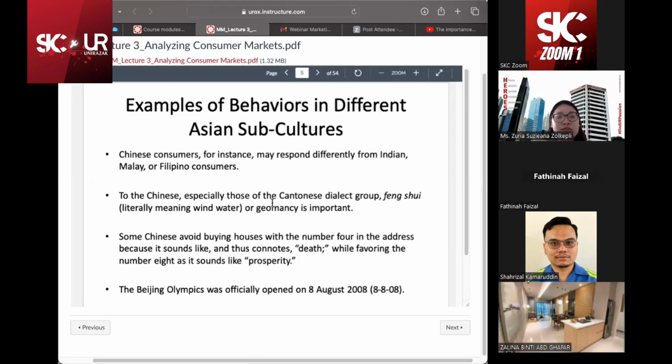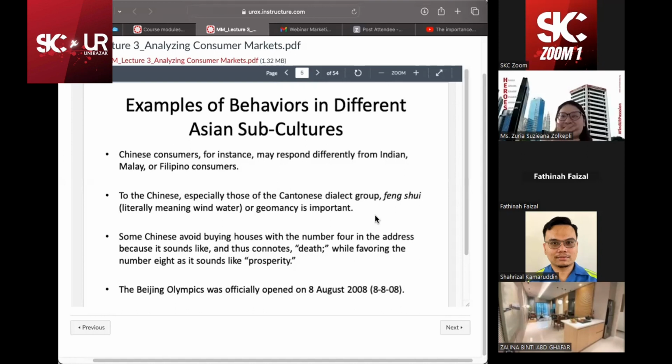To the Chinese, especially those of the Cantonese dialect group, feng shui or geomancy is important. When you want to buy a house, office, or building, you take a look at the feng shui, right? Very important. In Malay culture we don't have that. On the practical side, when people need to buy a house, they make sure that the window doesn't face the sun. That one is a practical side.